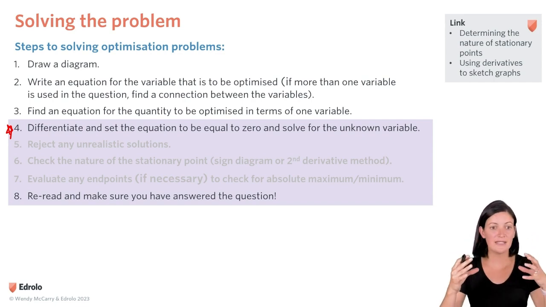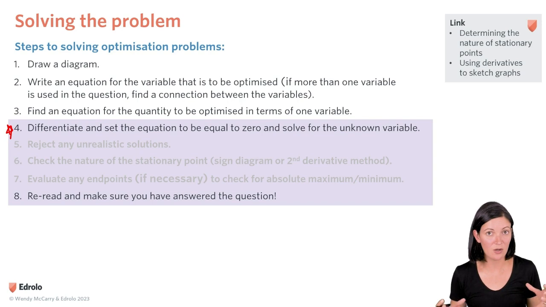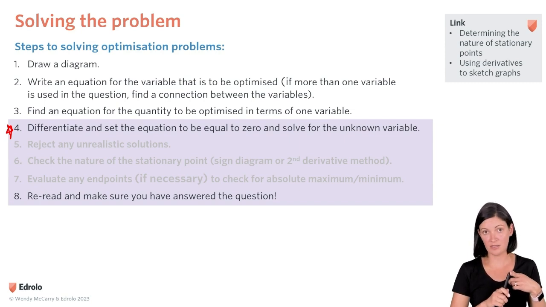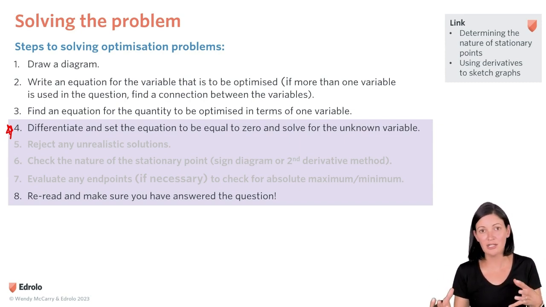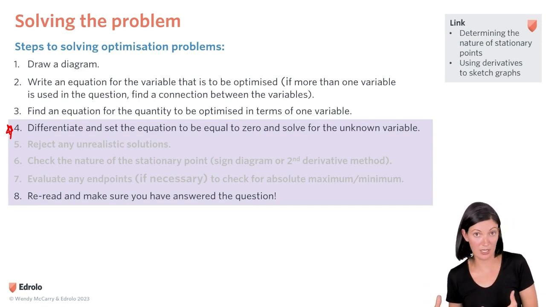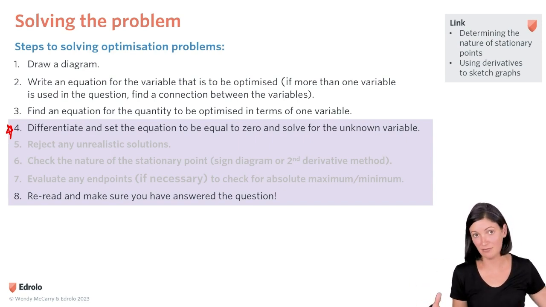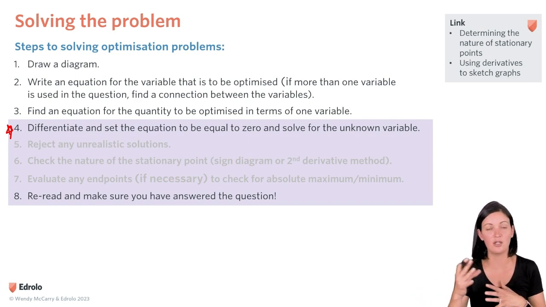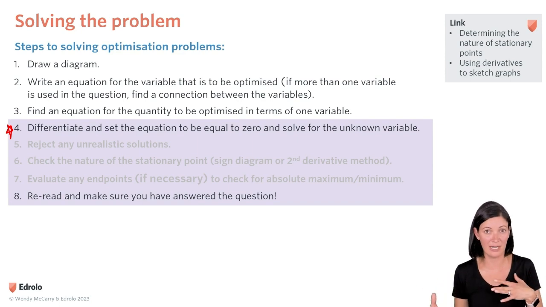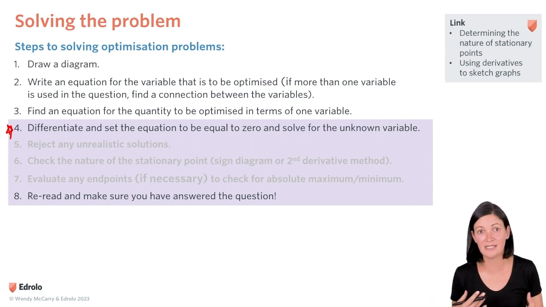Now, steps 5, 6, and 7 don't apply to every single question. You'll only do those things if necessary. You may need to reject any unrealistic solutions. So that might be if you're talking about dimensions, and you get a negative and a positive answer, you would only include the positive answer because you can't have a negative length, for example. You might need to check the nature of your stationary points. So you might need to check if you have a maximum or a minimum, but often that information is given to you in the question anyway, okay?